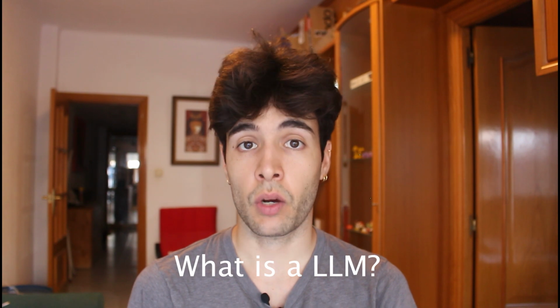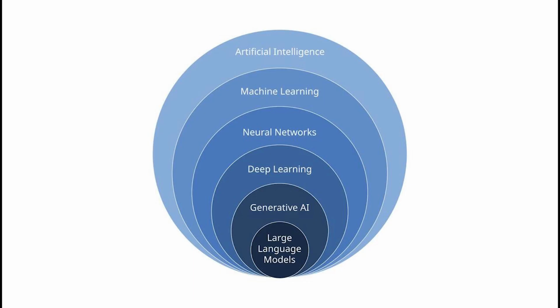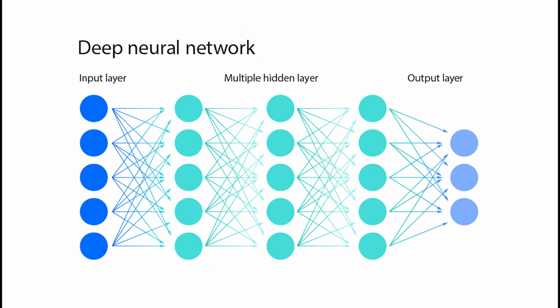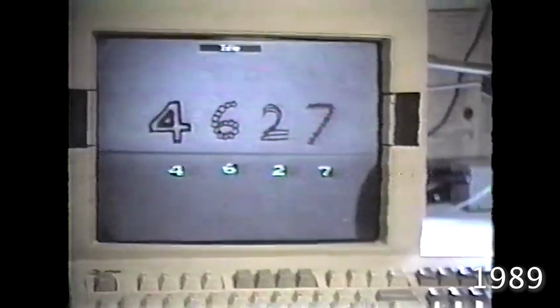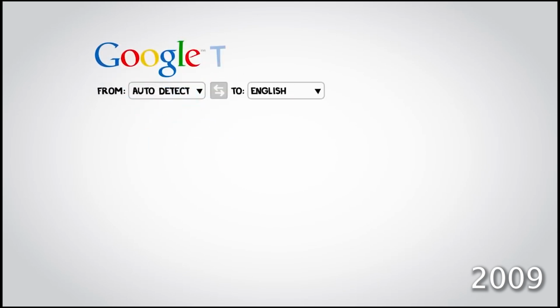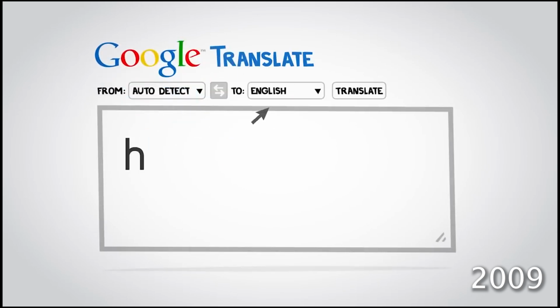So what is a large language model? At its core, an LLM is a type of deep learning model. If you think of AI as the broad umbrella, machine learning sits inside it, and deep learning is a subfield focused entirely on artificial neural networks. Neural networks are mathematical models loosely inspired by the human brain. While they've been around for decades, it wasn't until the 2000s that researchers seriously began using them to process language.